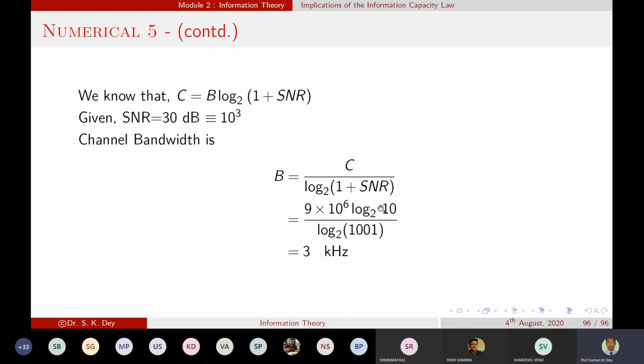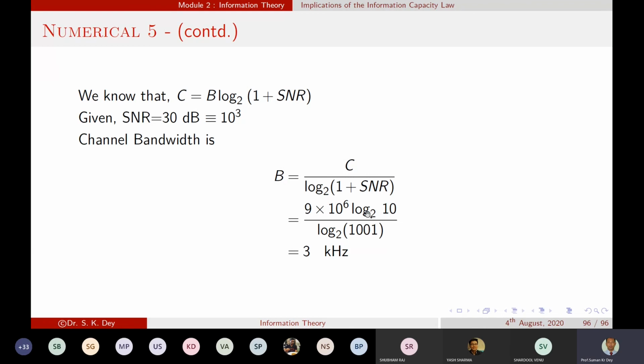Acha, tell me one thing. This is the expression, okay? So 9 into 10 to the power 6, log 2 base 10, log 2 base 1000. If we take log 2 base 1000, what should this expression be? What is the equivalent value of these two terms, log 2 base 10 by log 2 base 1001? That's 1/3. Yes, sir.